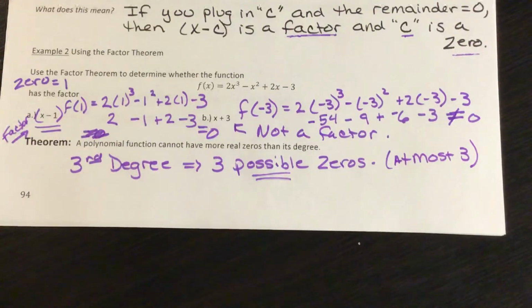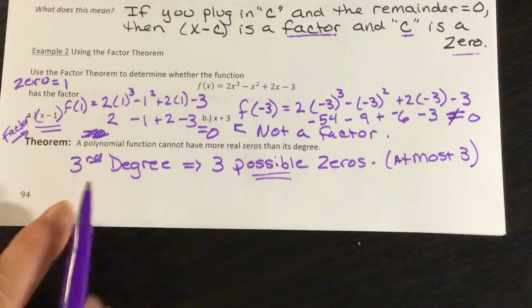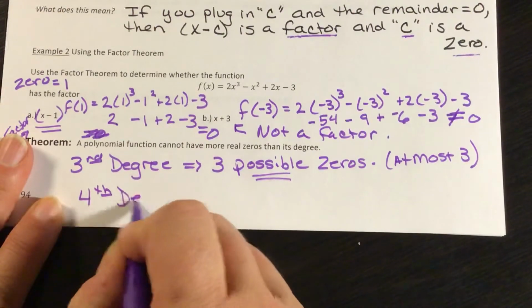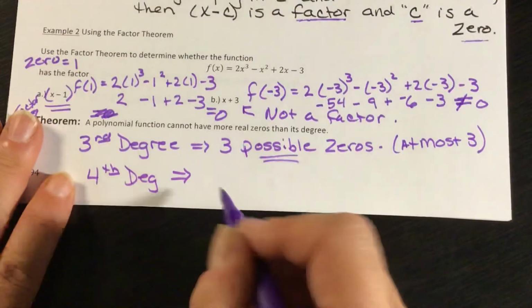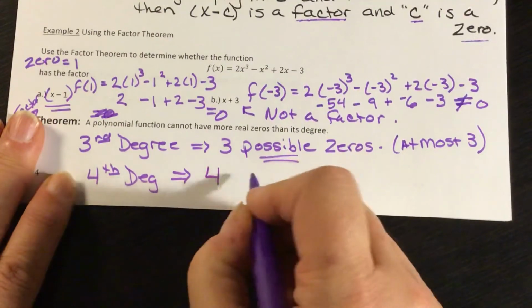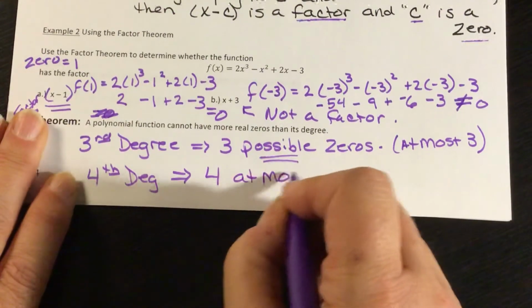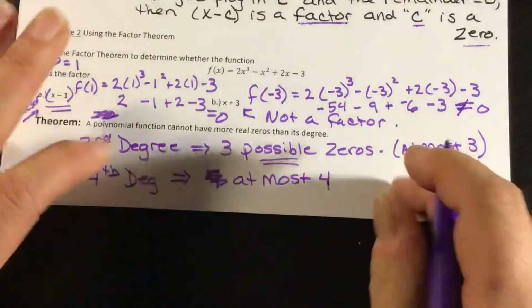Okay, I could have 3 zeros, I could have 2 zeros, I could have 1 zero, but I can't have 5 because that's more than the degree. If I have a 4th degree polynomial, then the most number of zeros I can have is 4. 4 at most. Or maybe I should say at most 4 zeros.